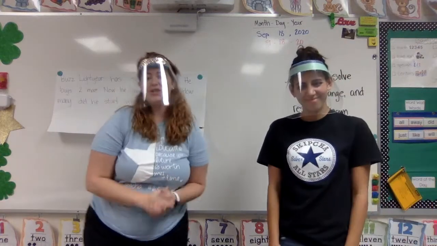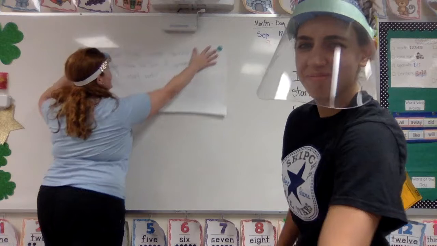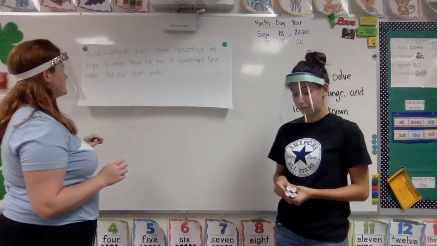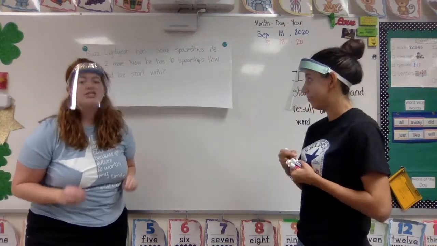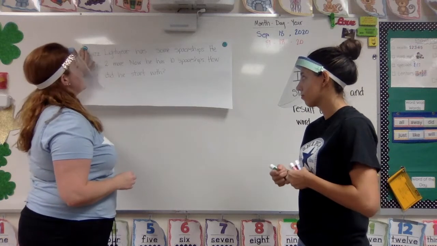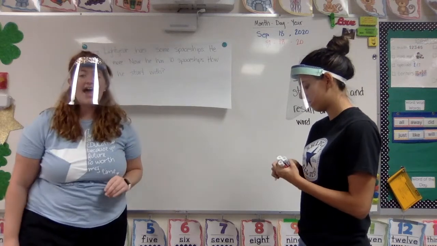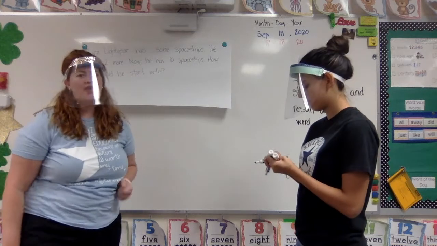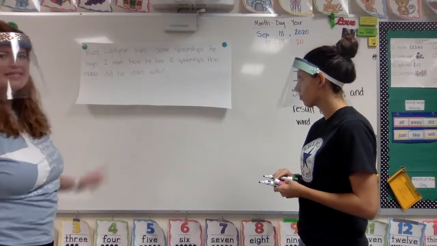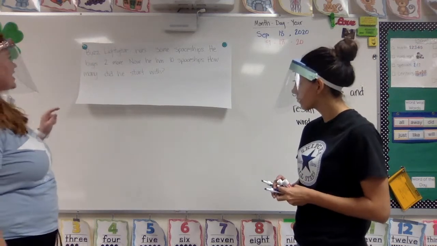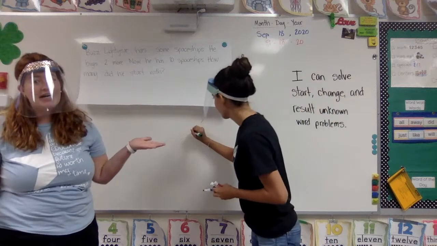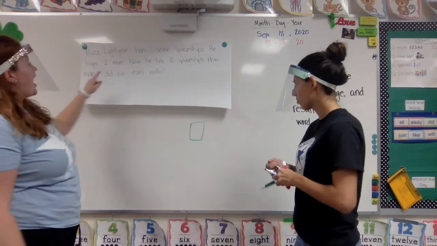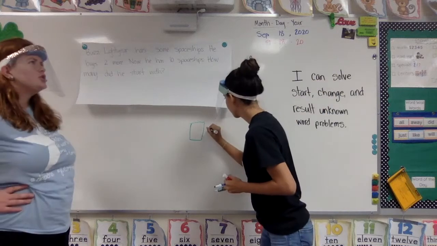Okay, here is our first problem. It says, Buzz Lightyear has some spaceships. He buys 2 more. Now he has 10 spaceships. How many did he start with? I'm going to read it one more time, and Miss Lestico is going to set it up. Buzz Lightyear has some spaceships. Oh, she doesn't know, so she put a box. He buys 2 more. 2 more.